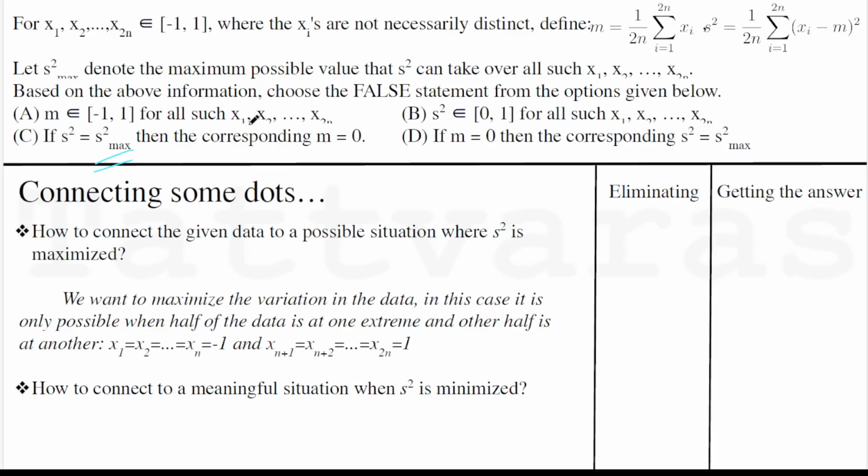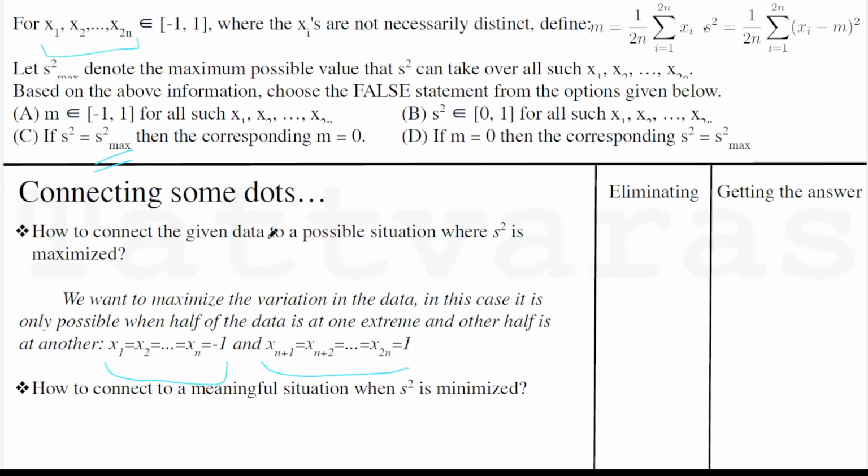And the way to go about it is to have n elements out of the 2n at one extreme and the other n elements at the other extreme. Think about it. In this setup, this is the most extreme case possible. And this was why the number of elements was 2n.